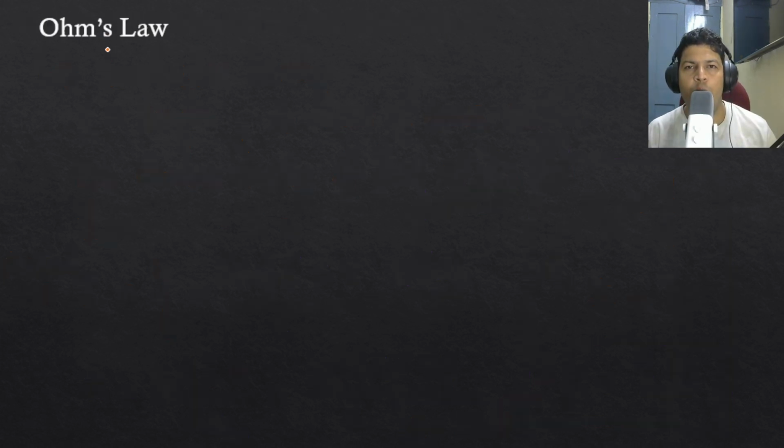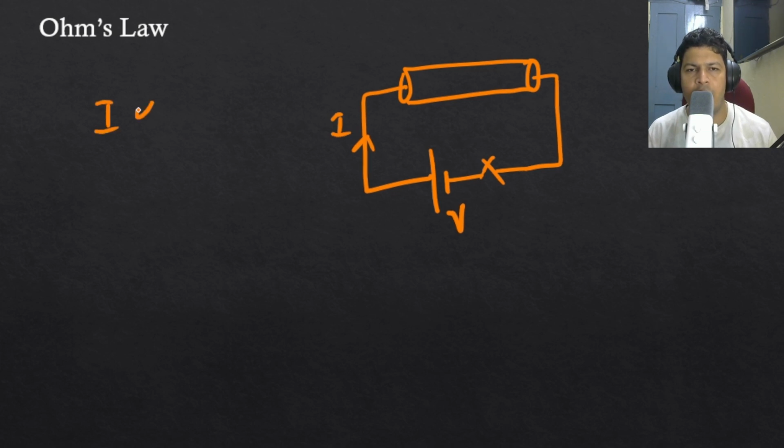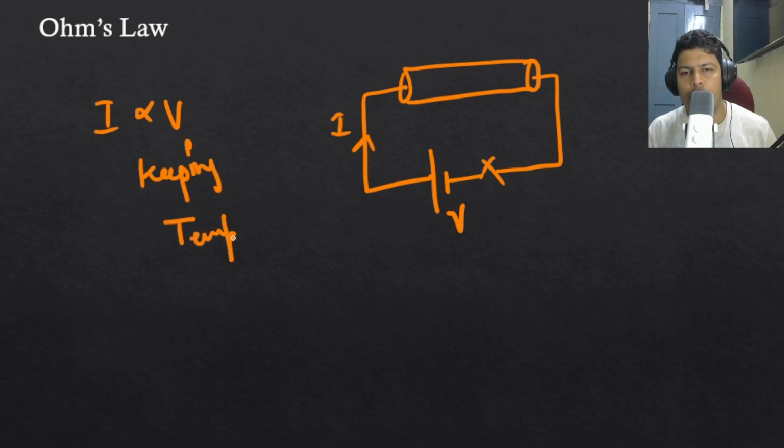Ohm's law, and if you want to state this principle, you simply say whatever the current flowing through a conductor is directly proportional to the potential difference applied across it. So whatever the potential we are applying, let's say V, and closing the key, we will have a current I. So you can write I directly proportional to V, keeping temperature constant. So this is the simple definition you can write.